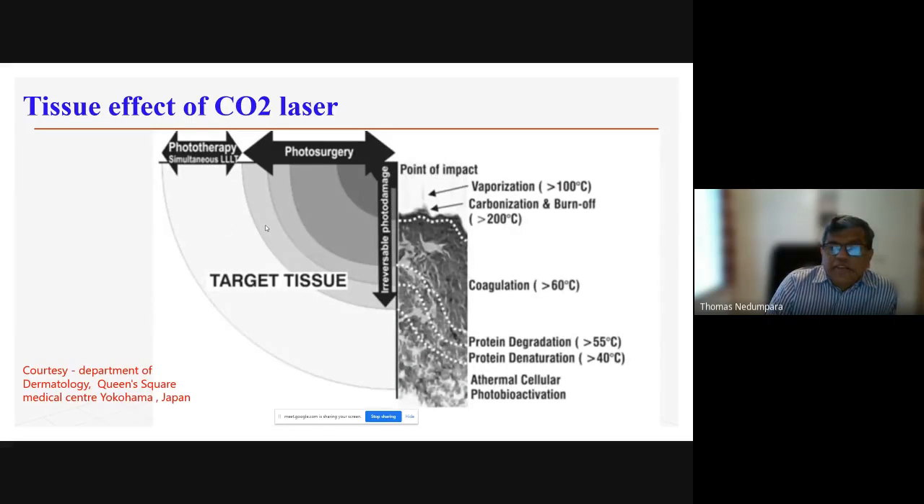So in this picture, you can see from the point of impact of the laser, along concentric circles, the temperature drops. So at the point of contact, there is tissue vaporization. A little away from that, there is coagulation. And further away, you get tissue denaturation. And at the very periphery, you get a biostimulant effect.